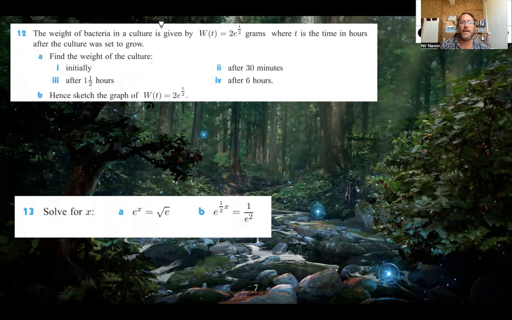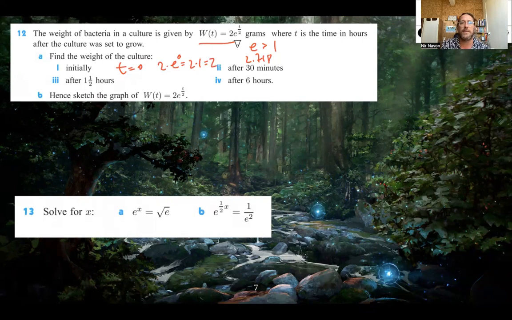The weight of bacteria in a culture is given by this function. You see, this looks like a growing function because e is more than 1. It's 2.78, where t is the time in hours after the culture was set to grow. So find the weight of the culture initially. This is where t equals 0. In this case, 2 times e to the power of 0 equals 2 times 1 equals 2.